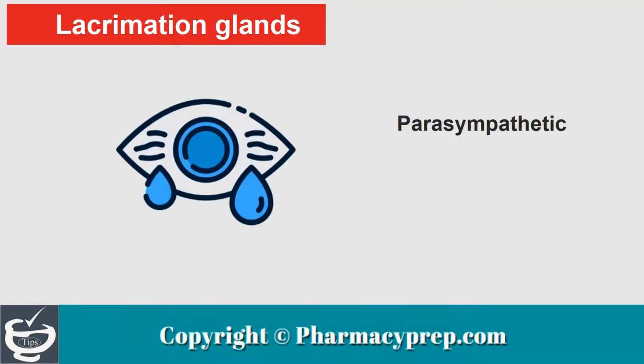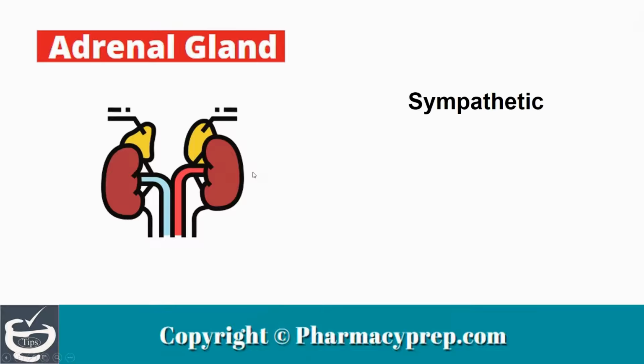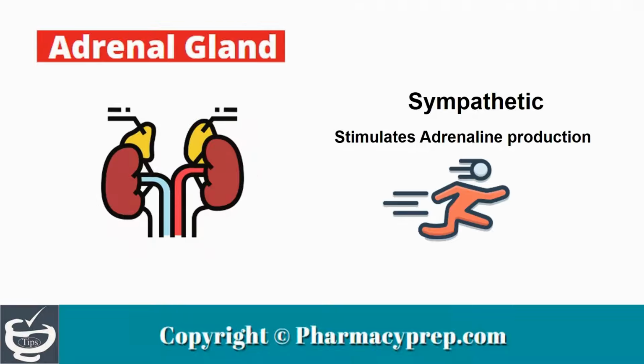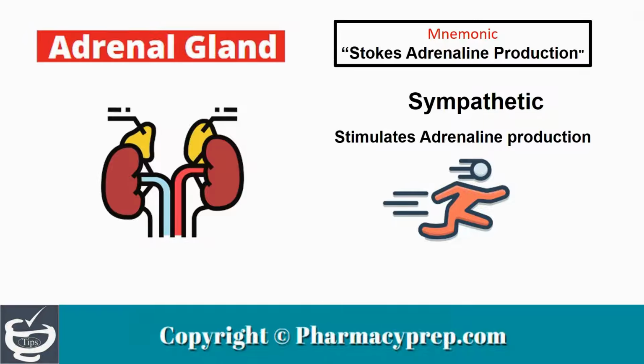Next, lacrimation glands. Parasympathetic has increased tear secretion, whereas there is not much effect by the sympathetic on lacrimation glands. Next, adrenal gland. Adrenal glands are primarily affected by sympathetic, which stimulates adrenal production. So another mnemonic here is sympathetic stokes adrenal production, means increase adrenal production.